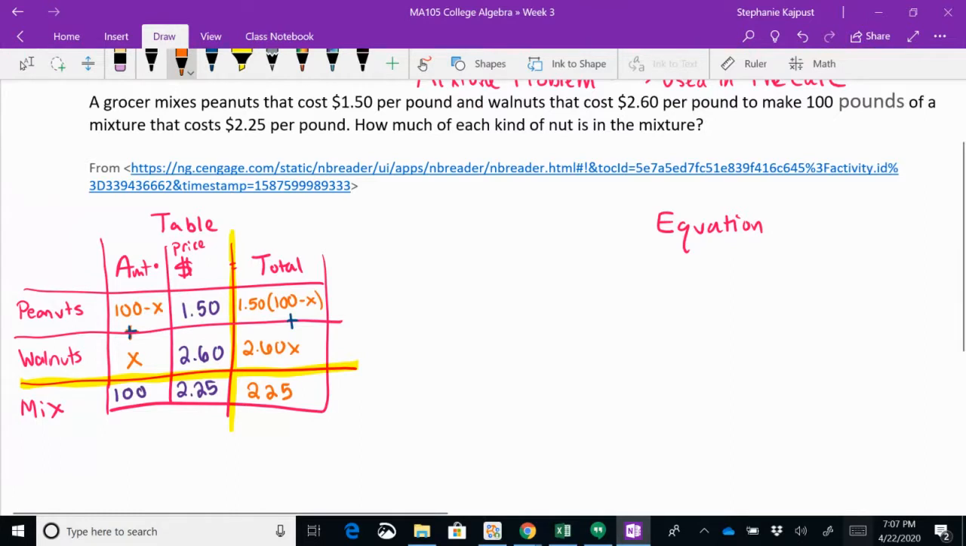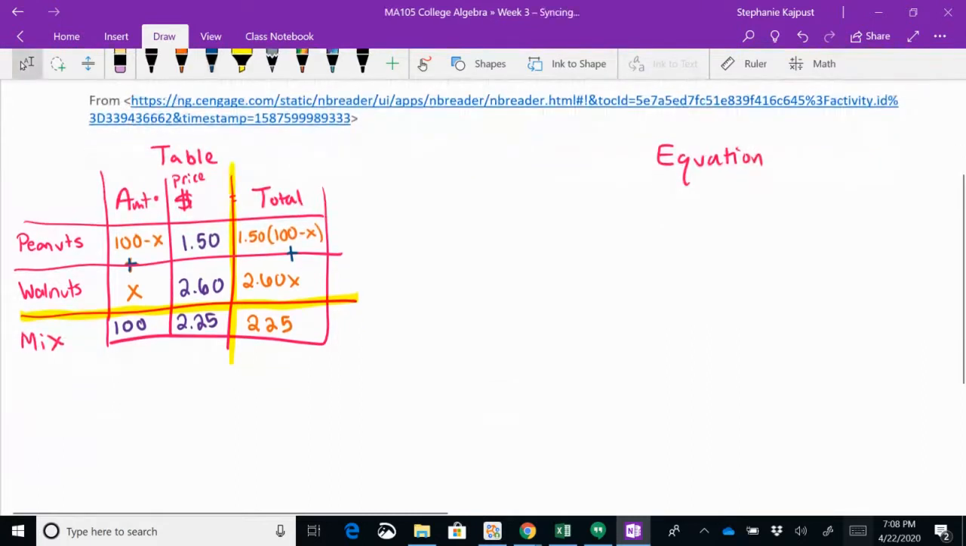So now that you've filled in the table, you create the equation that you're going to solve by taking the total column, and you're taking the total for peanuts plus the total for walnuts, and that equals the mixture. So that's going to be an equal right there. So I have 1.50 times 100 minus x plus 2.60x, and this equals 225. And then that's your equation to solve. So then you're solving that for x, and x will tell you how many walnuts you have, and then you can find the number of peanuts.